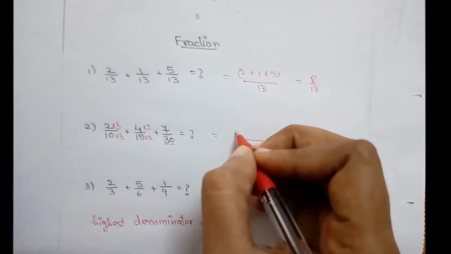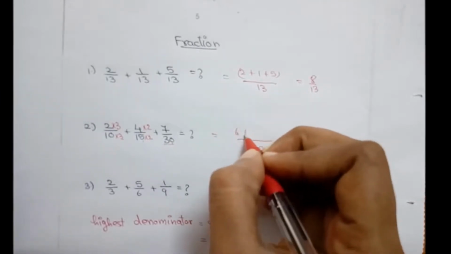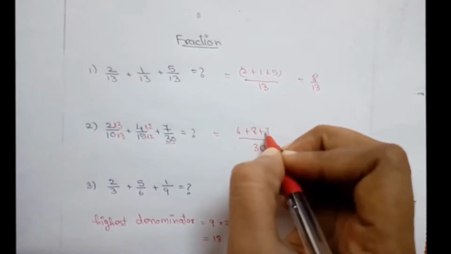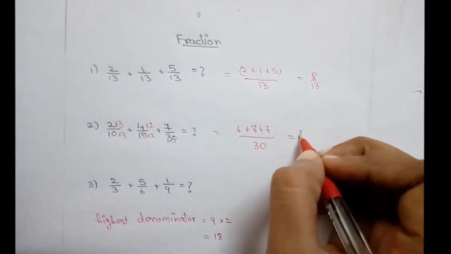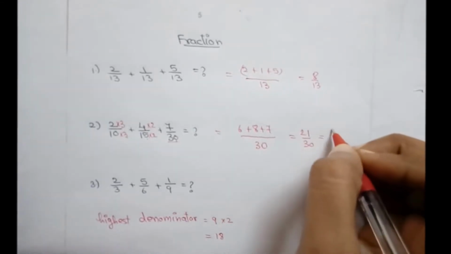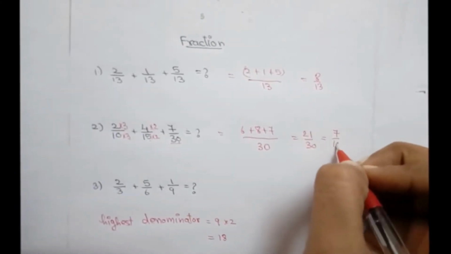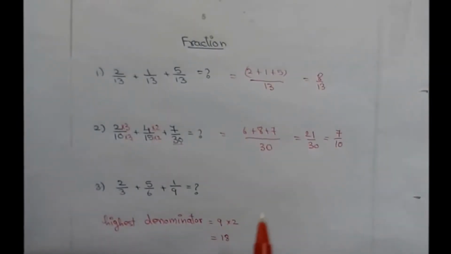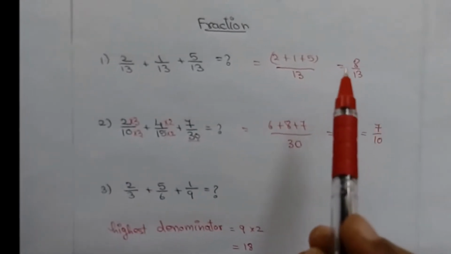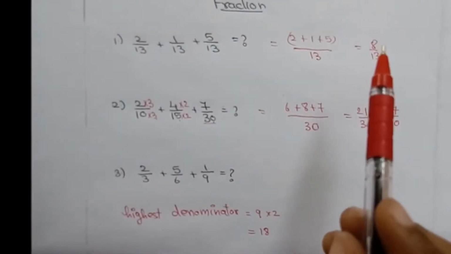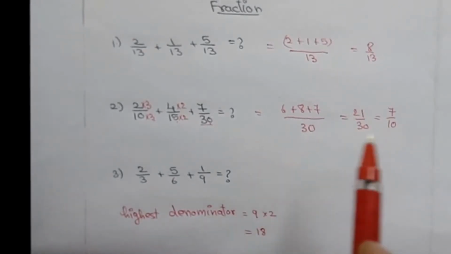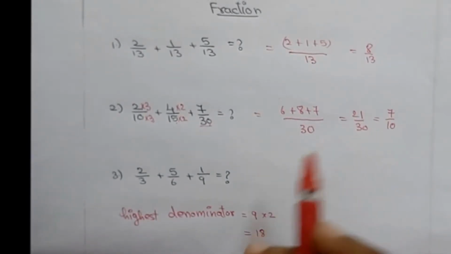If I multiply 2 into 3, which is 6, and 4 into 2, I'll get 8, plus 7. My answer will be 21 by 30, and I can also write it like this, 7 by 10. Sometimes they will give the options in decimal points, so there you will have to divide 7 by 10 and choose the answer.